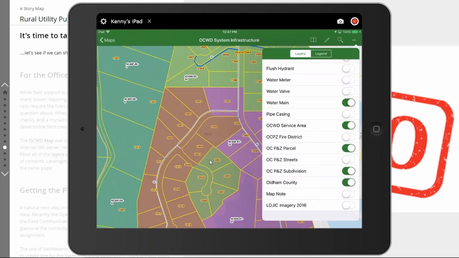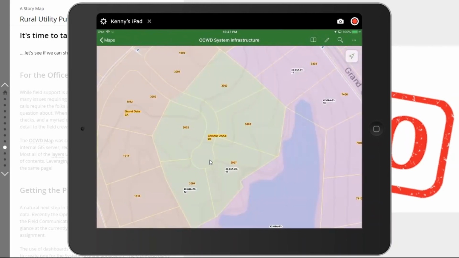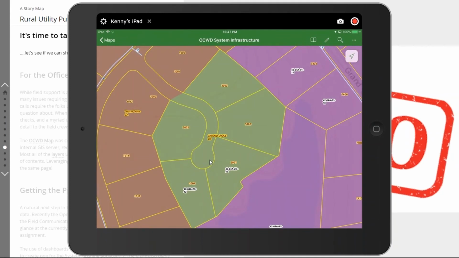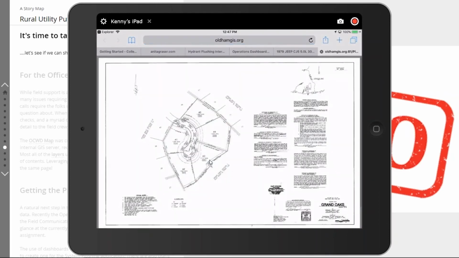The advantage to using things like the planning and zoning information is that as these subdivisions are expanded, a person in the field is able to pull up information about that entire area being developed, for example, and pull up a PDF of the original, the as-built, or what was on file with planning and zoning.